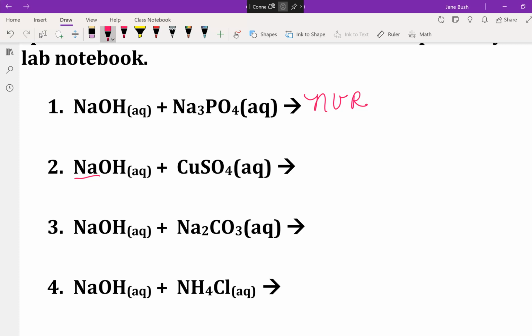Question, are we gonna have to write all these in our lab notebook? Not in your lab notebook, in the notes. Because I'm trying to save you some steps. So this is half the writing, because you're only writing the products.